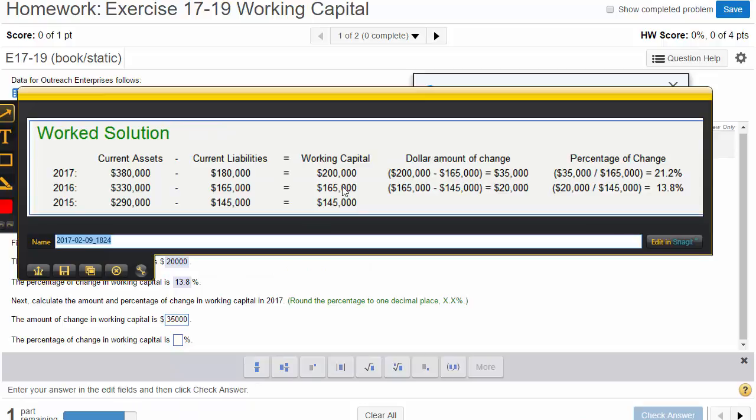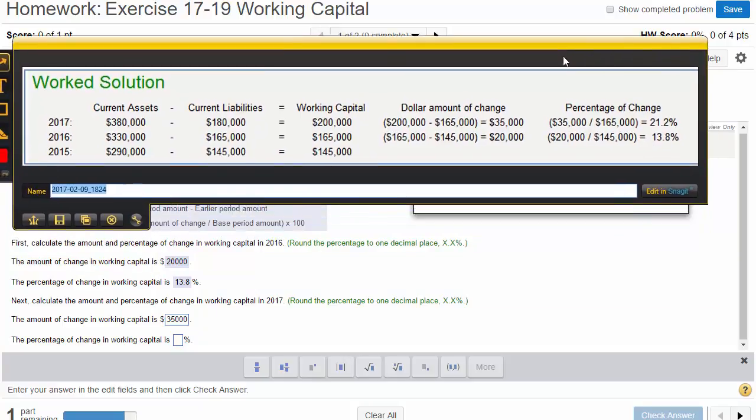Our next task is to calculate the percentage change in working capital from 2016 to 2017. So how do we calculate this percentage change? It's new minus old divided by old. New minus old is 35,000, and then divided by old, which is 165,000. So here's your formula: 35,000, the amount of change, divided by the old number, gives us 21.2%.